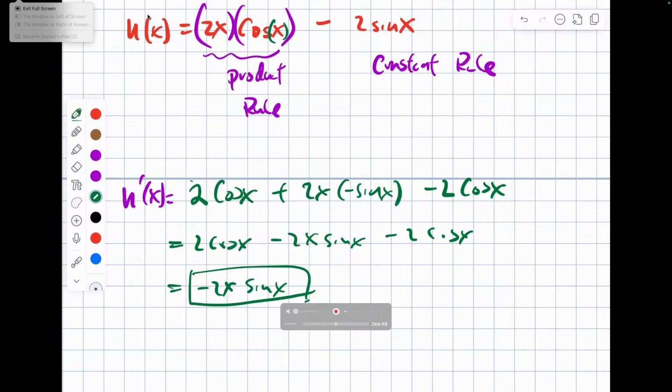Okay. How to take it. How can you take a derivative of the whole function?